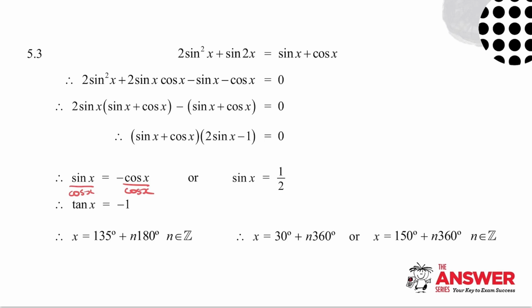My other alternative is that sin x is equal to a half. From the second bracket, sin is positive in the first and second quadrant, so x could either be 30 degrees plus n 360 or 150 degrees plus n 360. And don't forget, you need n an element of z.